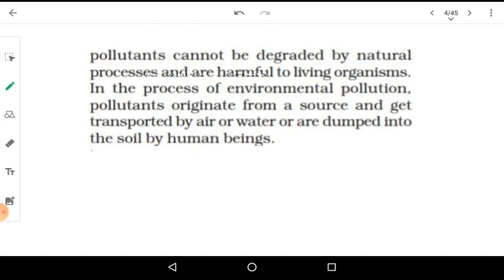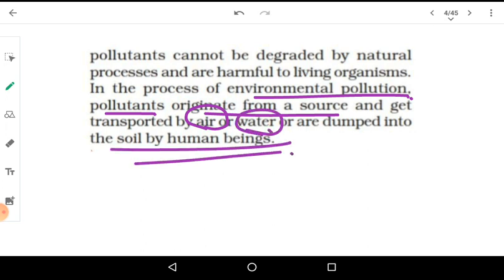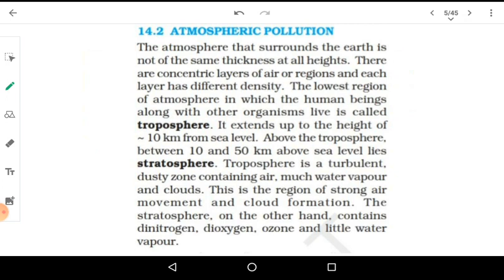Now, in the process of environmental pollution, the pollutants originate from a particular source and are transported by different means like air, or even by water, and are dumped into the soil by human beings. So these are the different ways in which pollution is caused. So let's move on to the first type of pollution, which is known as atmospheric pollution.